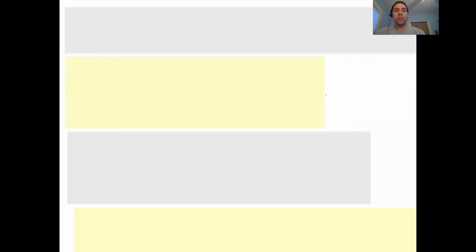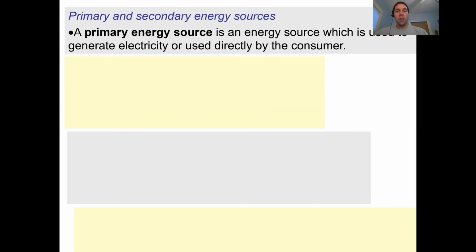Now I want to talk about energy sources, and what we're about to talk about here comes out of the Oxford textbook. So as you saw in the first slide, I'm recommending that you look at the Oxford textbook if you can, sometime during this unit, to help you gain further understanding. First thing I want to talk about is primary versus secondary energy sources. A primary energy source is an energy source which is used to generate electricity or is used directly by a consumer. Okay, that's usually what we think about when we're thinking about energy.